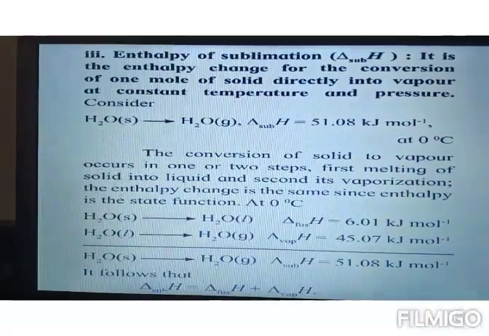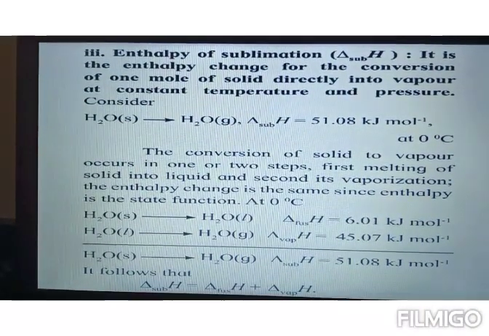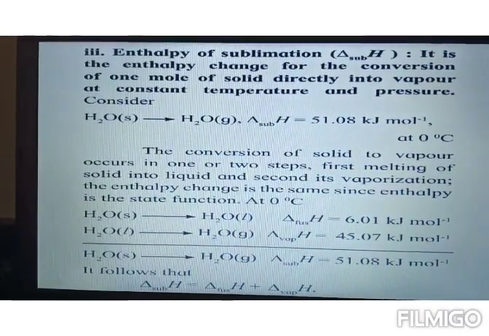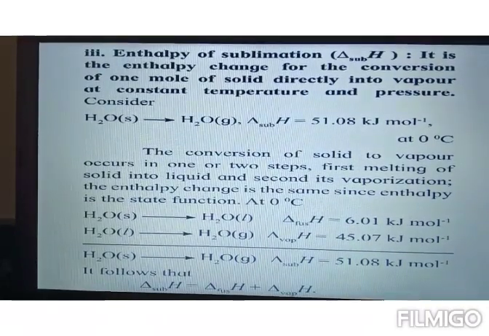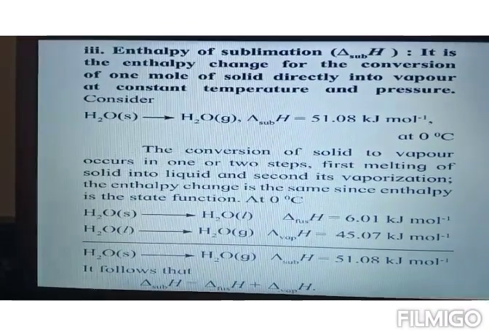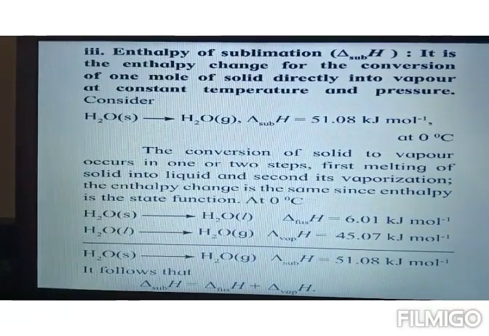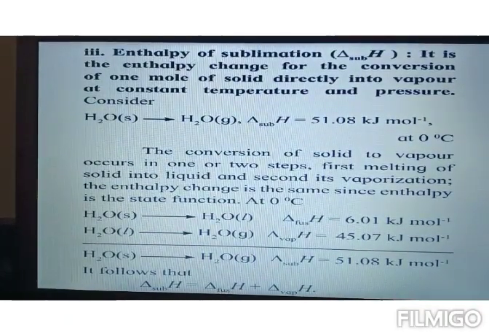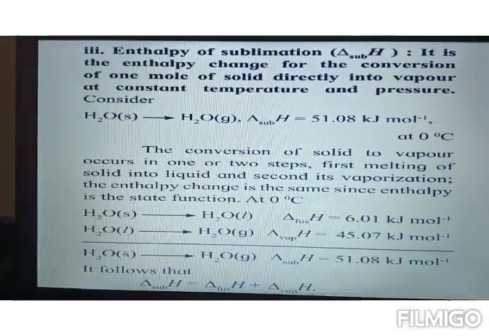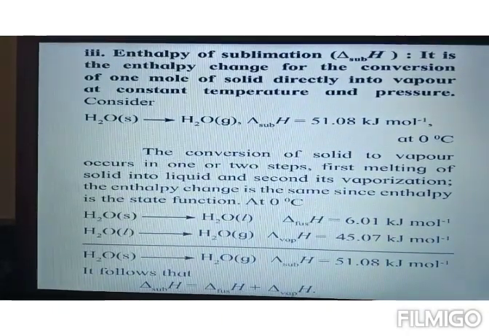Now the third, that is enthalpy of sublimation. Enthalpy of sublimation is denoted as delta H sub. It is the enthalpy change for the conversion of 1 mole of solid directly into vapor at constant temperature and pressure. So here there is a slight change. This particular process takes place at constant temperature and pressure. Sublimation is the conversion of solid directly into its vapor state. Now here there is no conversion of solid to liquid. Solid is directly converted into its vapor state.